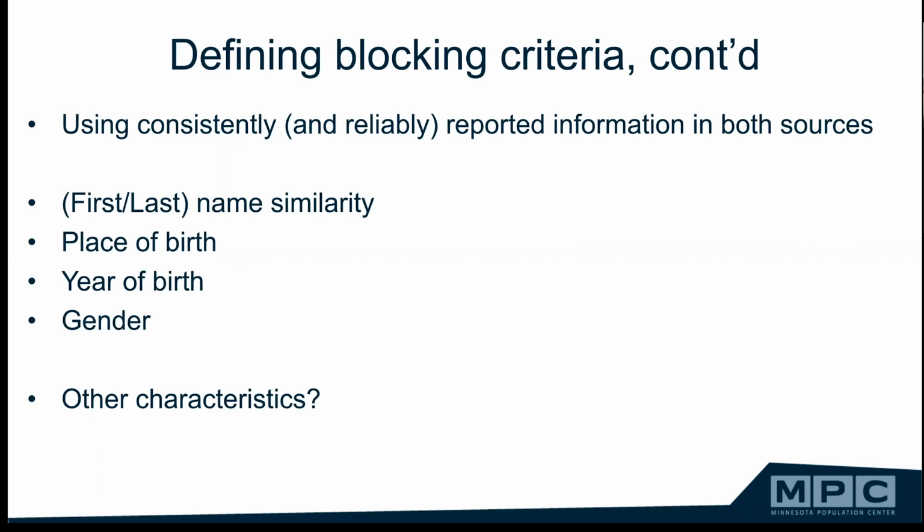Typically, one blocks on place of birth. What that means is that for a given individual born in New York State, if I'm trying to find that individual 10 years later, I will only be looking at individuals who were also born in that state. Naturally, this means that if this information changes, or if there's an error here, the true match will not be in that pool of potential matches.